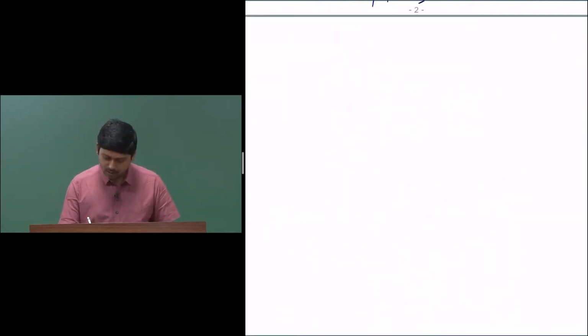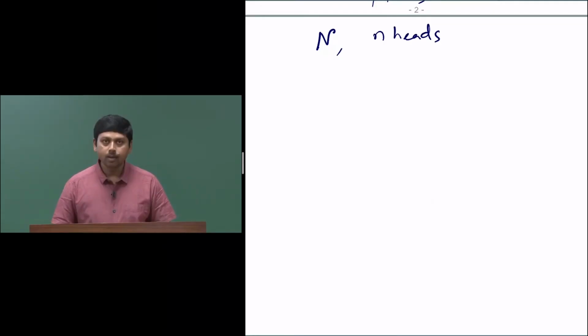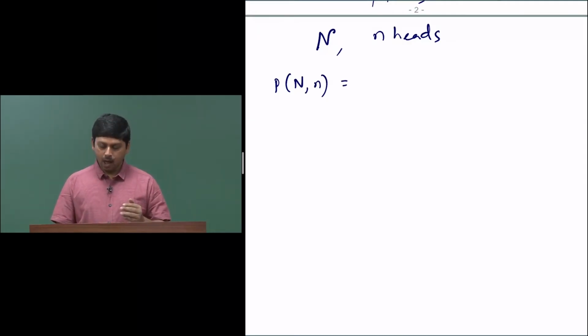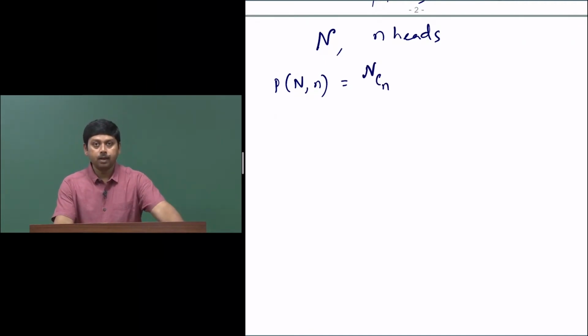So, N coin tosses and small n heads. What is the probability of small n heads and, of course, the rest of them tails? The probability is typically written as P(N, n). First let us calculate how many ways we can get small n heads out of capital N tosses, and that will be N C n. That many ways we can do that first.